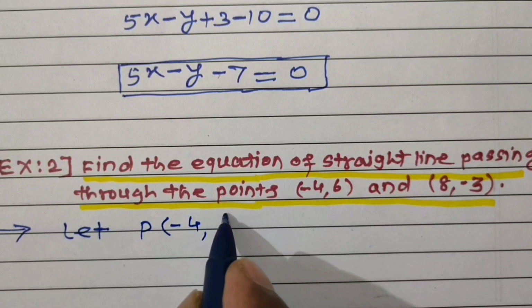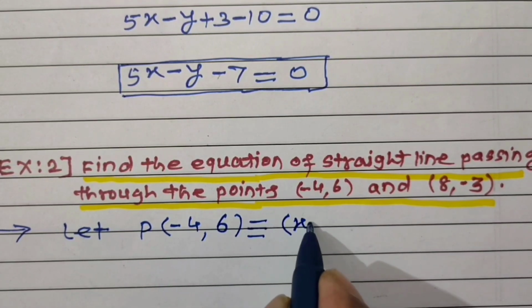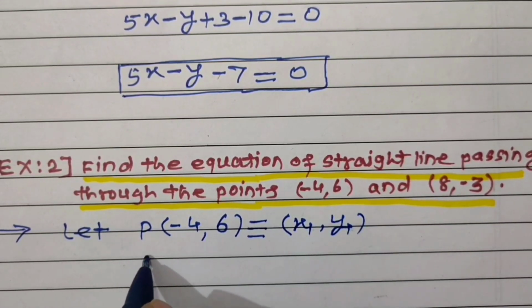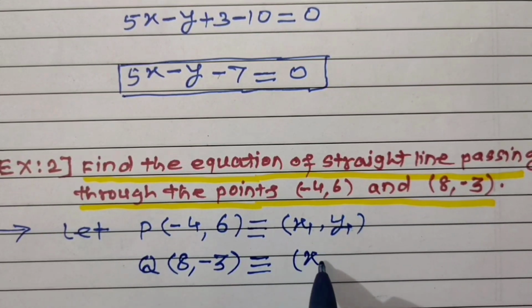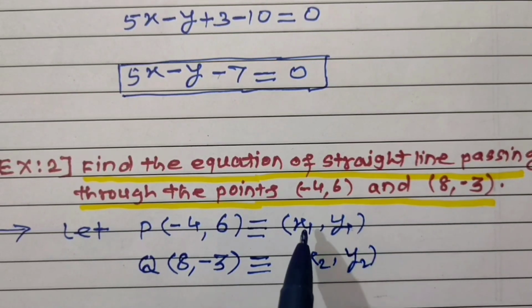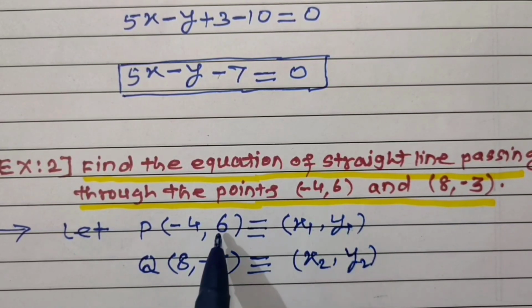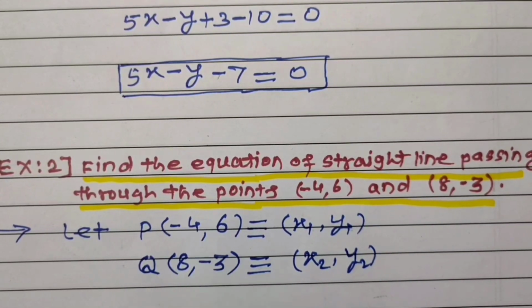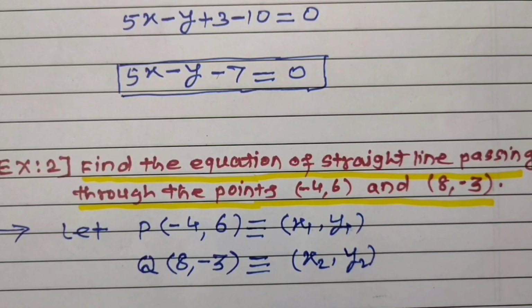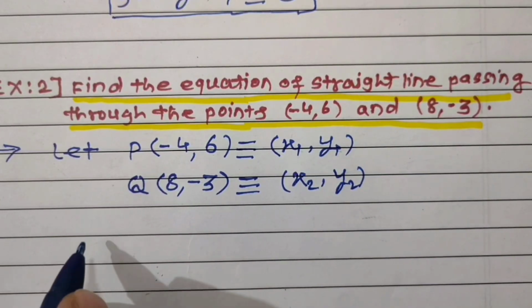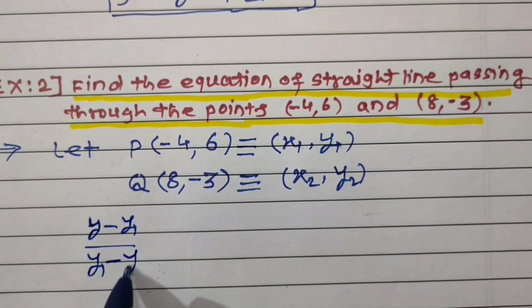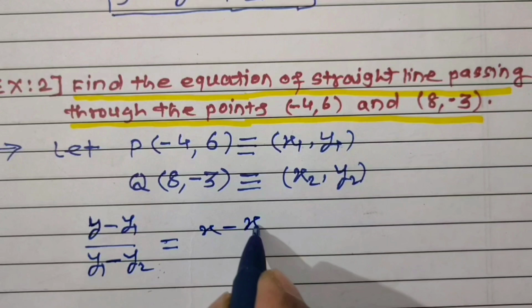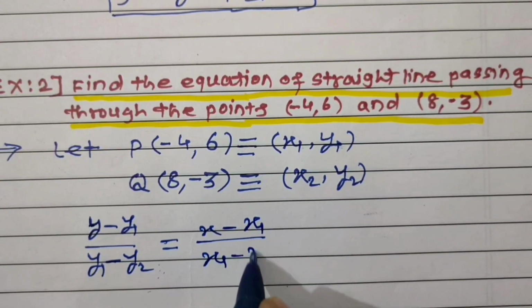P is (-4, 6), and assume this is (x1, y1), and the second point Q is (8, -3), and assume this point is (x2, y2). Meaning, x1 is -4, y1 is 6, x2 is 8 and y2 is -3. When 2 points are given, the equation of the straight line in 2-point form is given by (y - y1) divided by (y1 - y2) is equal to (x - x1) divided by (x1 - x2).